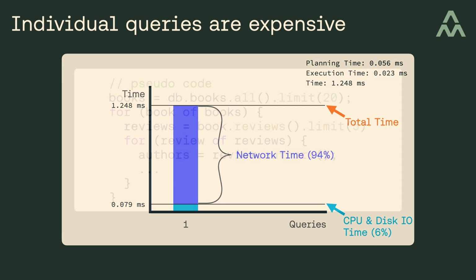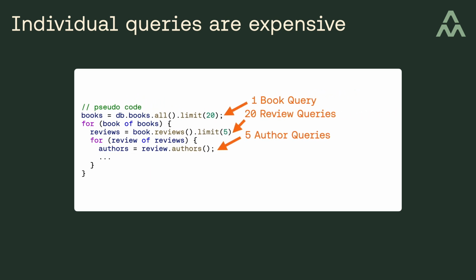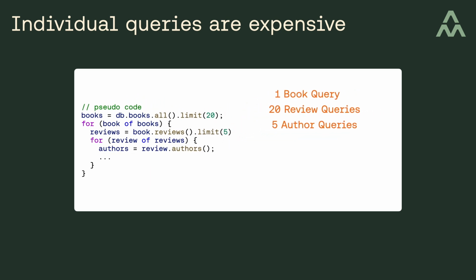So here's a slightly different query than you saw earlier. And let me ask you, how many total queries would this snippet result in? Well, you'll get one book query from this line, about 20 review queries on this line, one for each of the books, and about 5 author queries for each book review on this line. If we do a little bit of math, we have one book query plus 20 review queries and 20 times 5 author queries, or 100 author queries. So in total, we've got 121 queries.